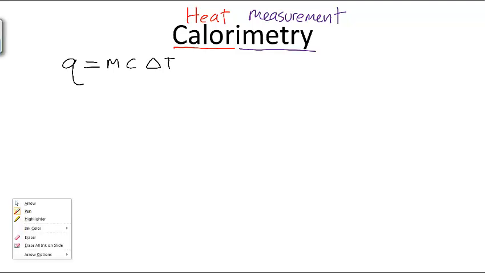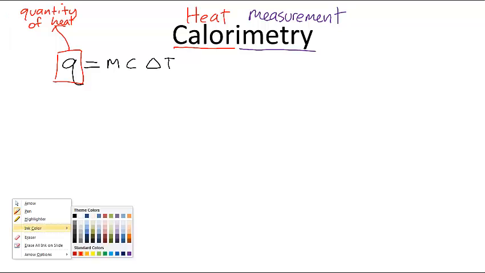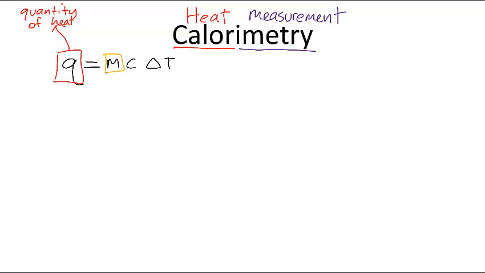All right. So in this equation, we had Q, which stands for quantity of heat. It's usually a lowercase q. Could be a capital Q in some cases, but usually a lowercase q. M in this equation stood for what? This is the mass of the substance changing temperature.